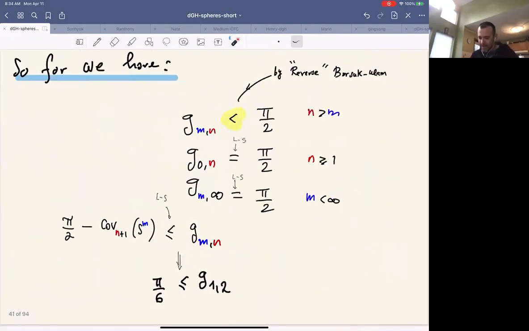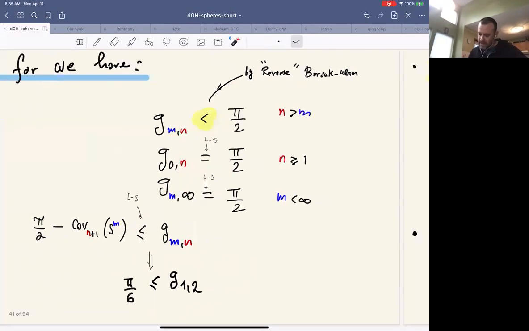So far we have that the distance between S^m and S^n in general is upper bounded by pi by 2. The distance between S^0 and S^n is pi by 2. The distance between S^m and S^infinity is also pi by 2. And then also by applying Schwartzman's bound, we obtain a bound that is more general and softer in a sense, which when instantiated in the case that m is 1 and n is 2 gives me pi by 6.